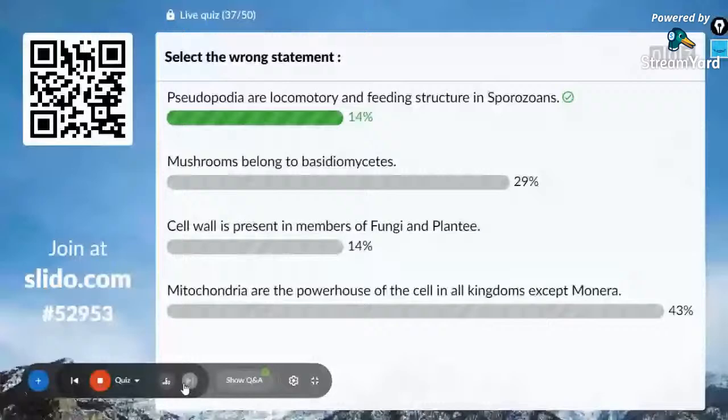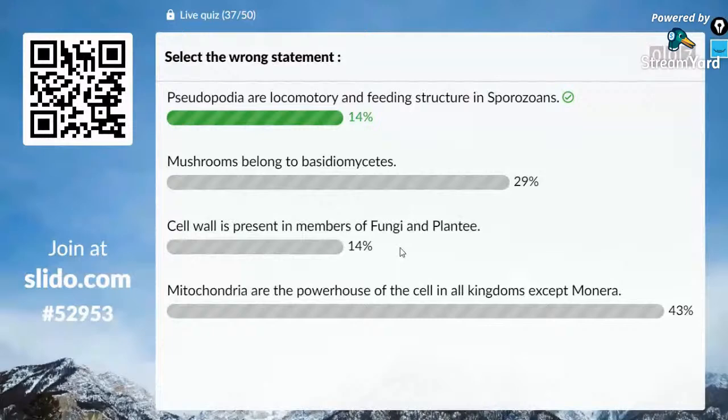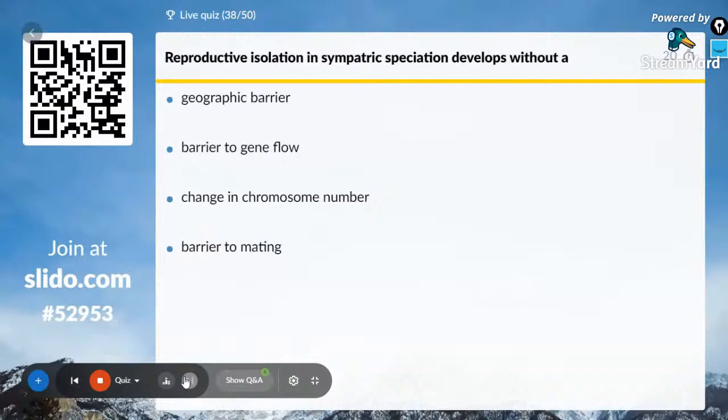Guys, mushroom belongs to basidiomycetes. It is a correct statement. Cell wall present, made up of chitin, present in fungi and plantae: chitin in fungi, cellulose in plants. Mitochondria, the powerhouse of the cells in all eukaryotes. Reproductive isolation in sympatric speciation develops without a previous year AIIMS question.